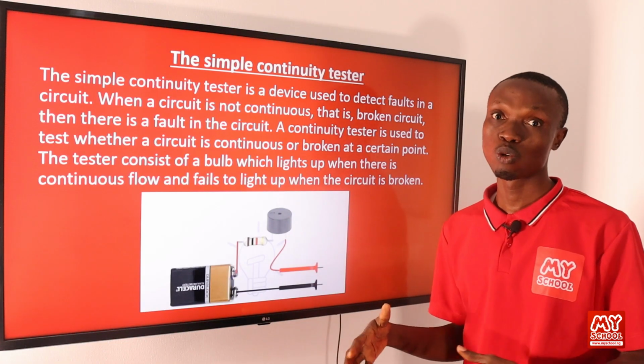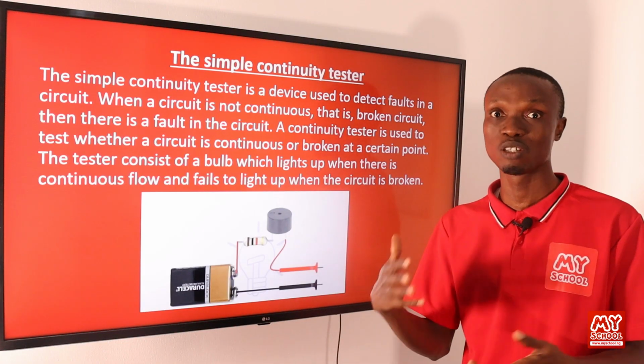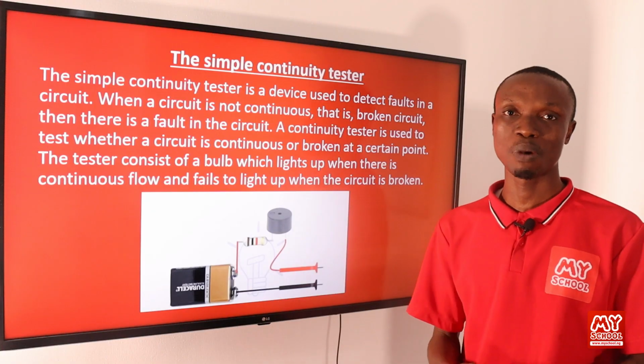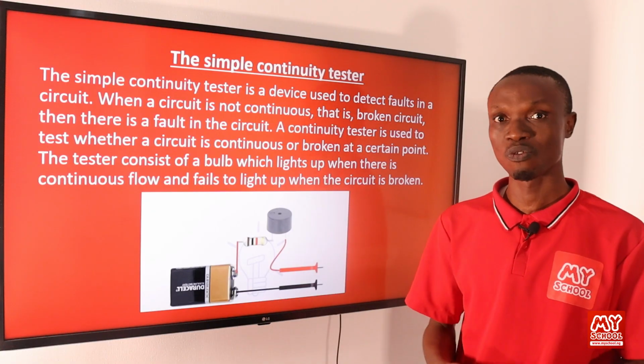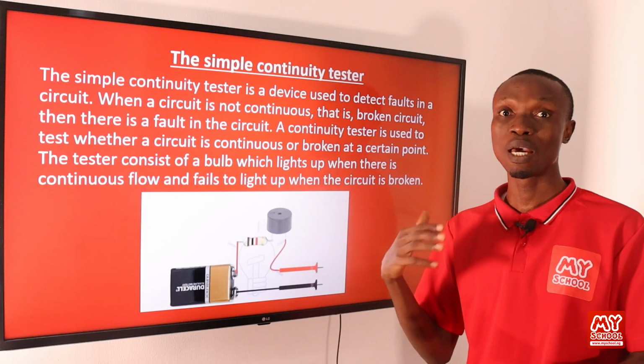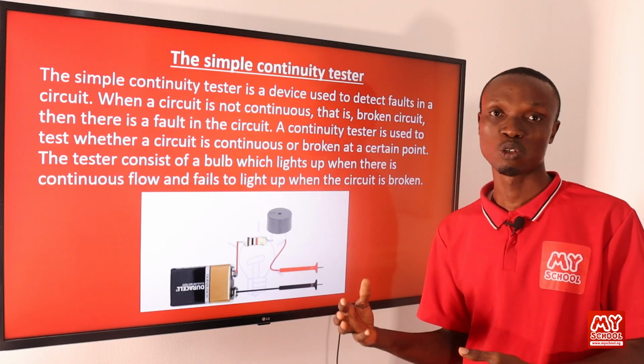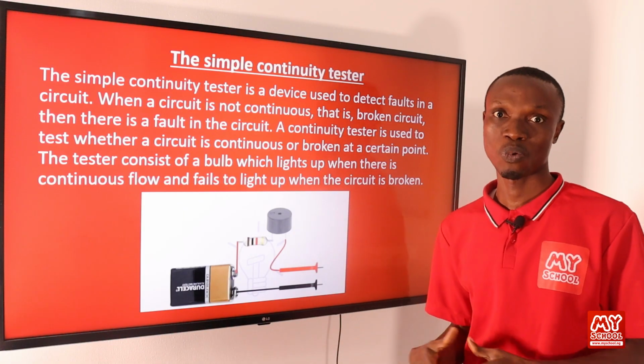In the complete video, you will learn about the symbols of components used in circuits. You will learn about EMF, PD, and Ohm's law, and many more. Then we'll also cap it up with some worked examples.